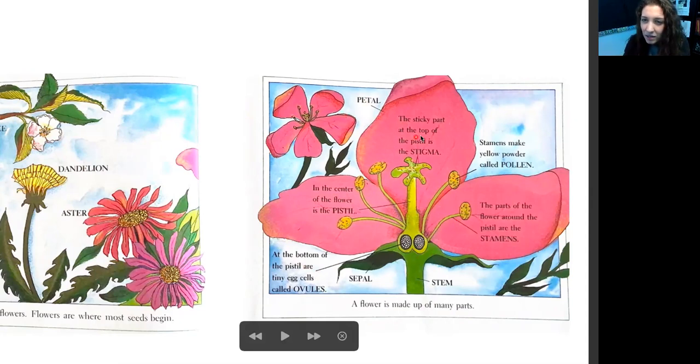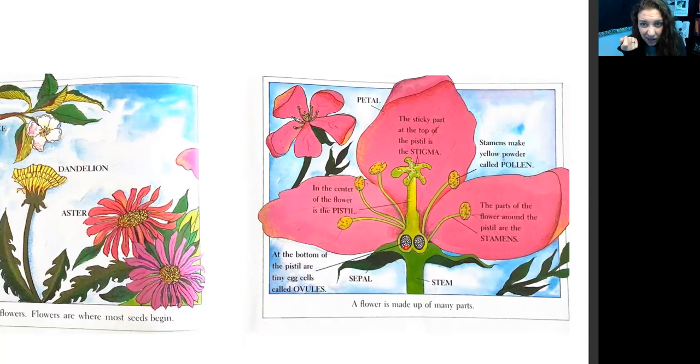The sticky part at the top of the pistil is the stigma. The stamens make yellow powder called pollen. You've probably heard that word. The parts of the flower around the pistil are the stamens. The stem, you know. The sepal is the kind of part around. At the bottom of the pistil are tiny egg cells called ovules. Did you know there were little egg cells? Not real eggs like a chicken egg, but there's still something that's kind of like an egg. Did you know flower is so complex?